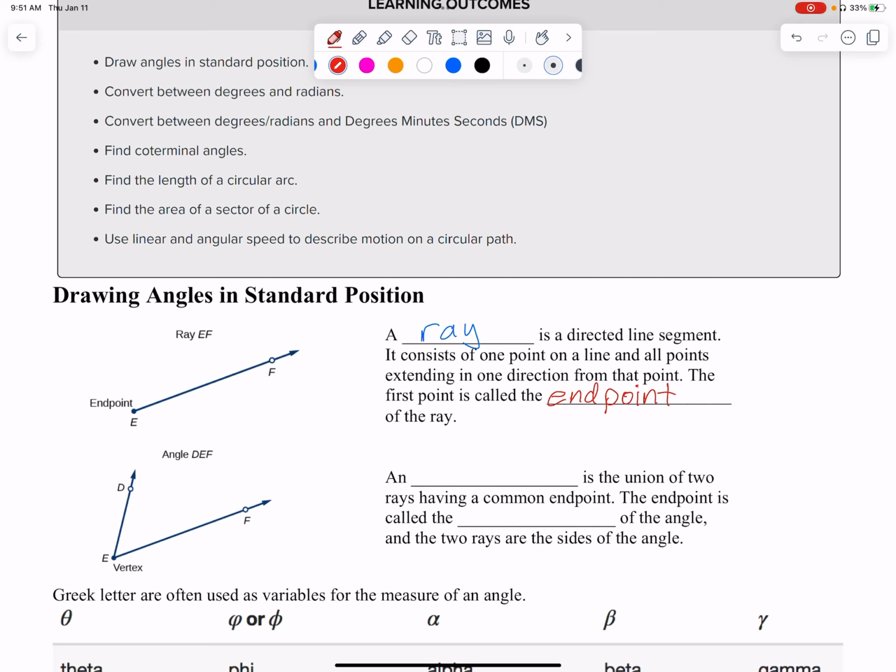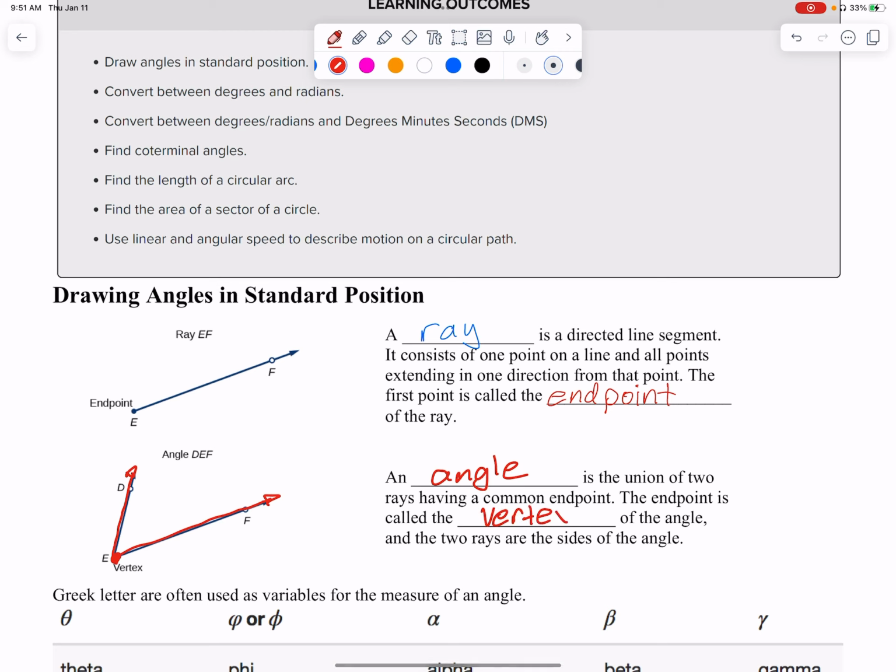All right, so we use two rays to define an angle. If we take a look at this picture here, we have this ray EF, and then we also have ray ED. Those two different rays can define an angle. So an angle is the union of two rays having a common endpoint. The endpoint is called the vertex.